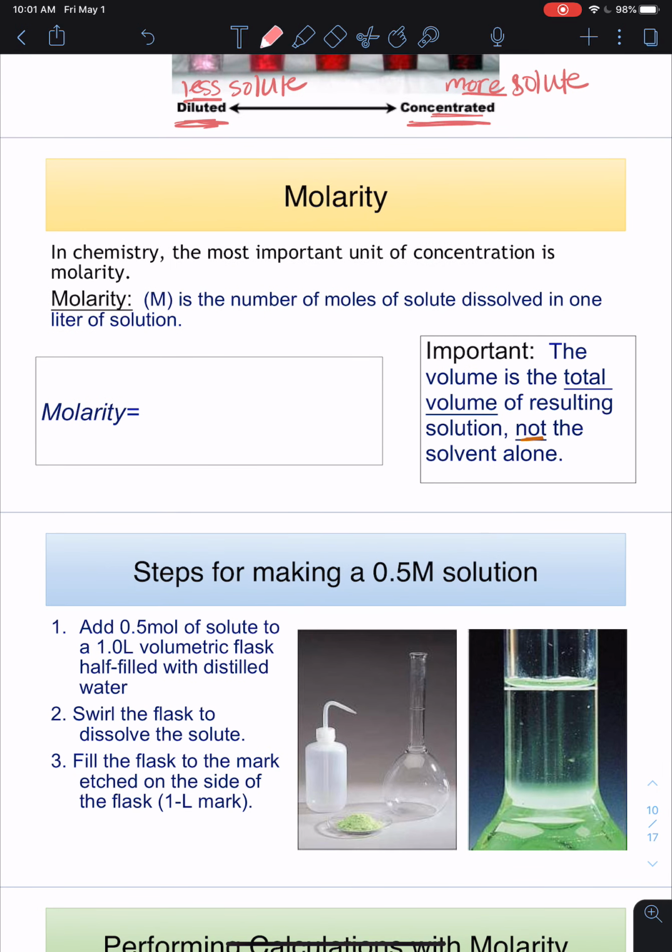Alrighty, so finally to the good stuff. When we're talking molarity, molarity is our concentration unit. It's basically what we use when we're talking about concentration all the time. So molarity is symbolized by a capital M. We refer to things as 12 molar or something like that. So it is the number of moles of solute dissolved in 1 liter of solution.